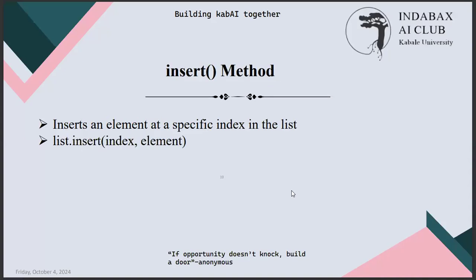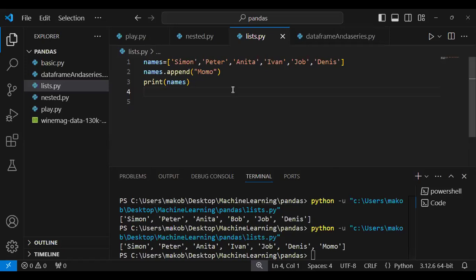And then insert, it inserts an element at a specific index in the list. So unlike append, which adds an element at the end, insert gives you a chance to choose the index where you want to insert the element.